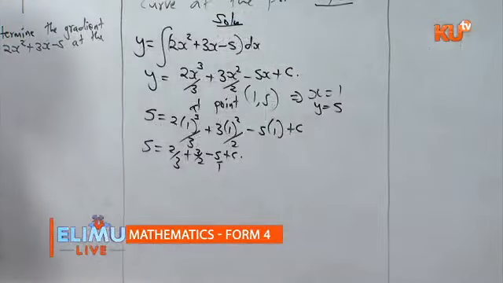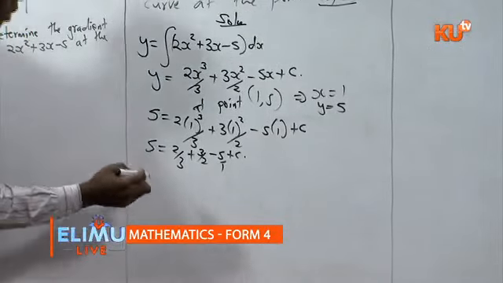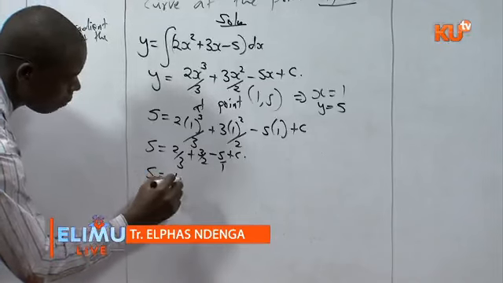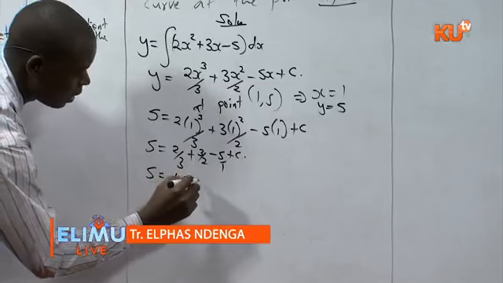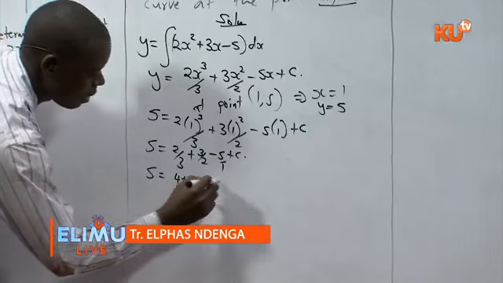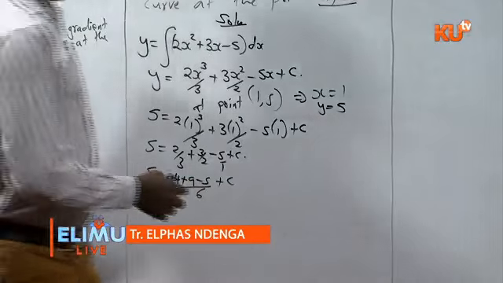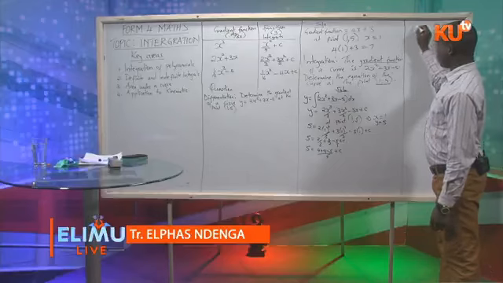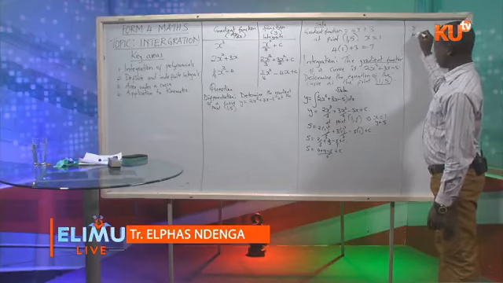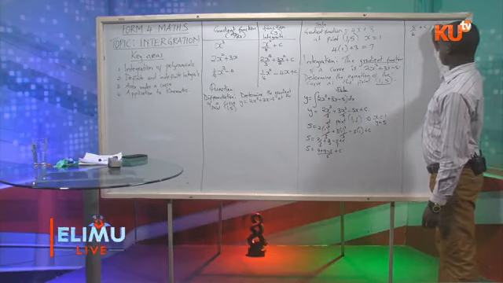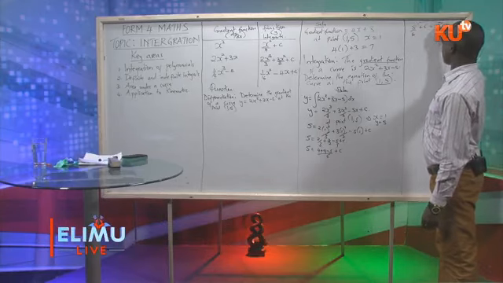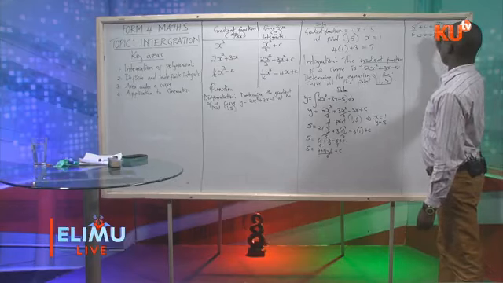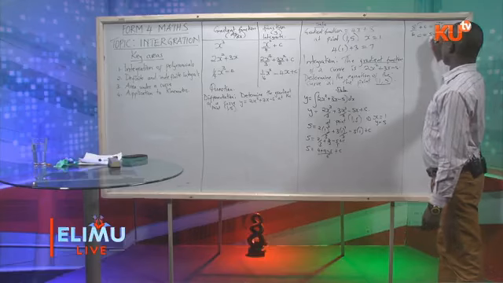This is over 1, so our LCM in this case will be 6. And so we have 5 is equal to 4 plus 9, then minus 5 over 6 plus c. So that should give 13 minus 5, that is 8 over 6 plus c is equal to 5. Then we take this to the right hand side. Our c becomes 5 minus 4 over 3.